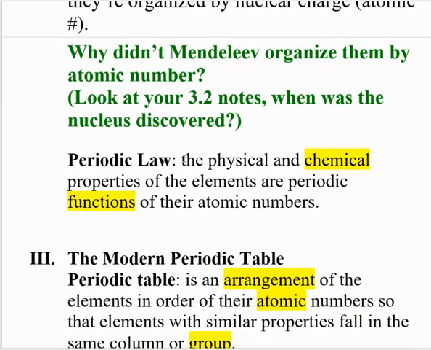Periodic law says that the physical and chemical properties of the elements are periodic functions of their atomic numbers. That means that as you go across each period, the pattern of their properties is a function. It's a pattern. It happens over and over again.